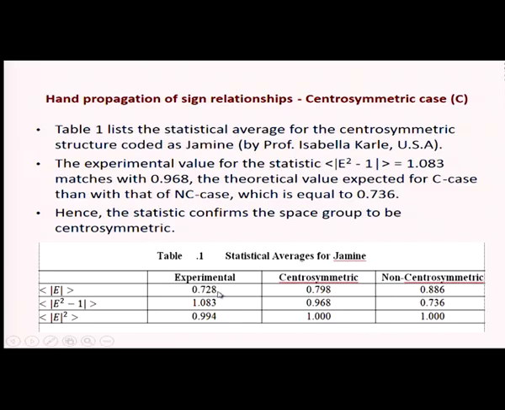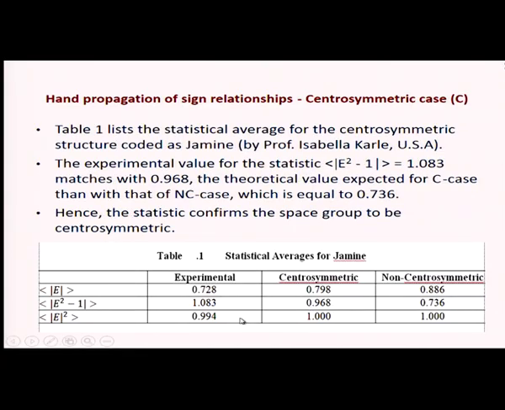Now, experimental values for these 3 statistics are given for germane. If you just see these 3 values, this is 0.728, this is 0.083. This value 0.083, the good statistic, is very close to the centrosymmetric theoretical value rather than the non-centrosymmetric. So, now I say this structure is centrosymmetric, because the theoretical values of centrosymmetric match the experimental statistic. This is how theoretically you have to justify whether it is centrosymmetric or non-centrosymmetric if you have some confusion.